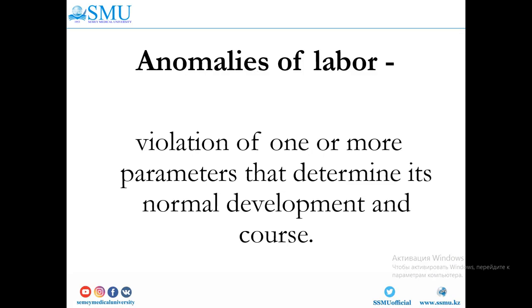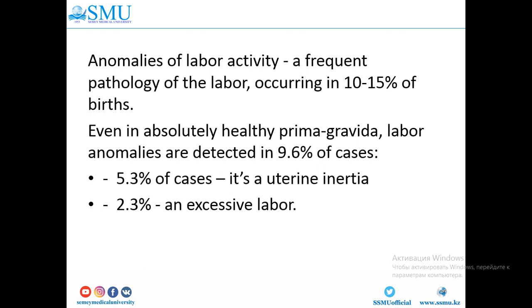Anomalies of labor is a violation of one or more parameters that determine its normal development and course. Anomalies of labor activity are a frequent pathology of labor, occurring in 10-15% of births. Even in absolutely healthy primigravida, labor anomalies are detected in 9.6% of cases. In 5.3% of cases, it's uterine inertia, and in 2.3% an excessive labor.